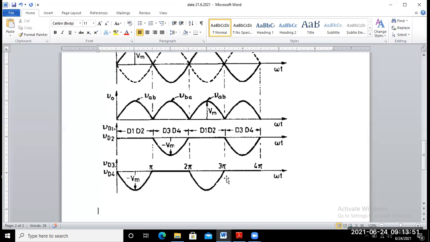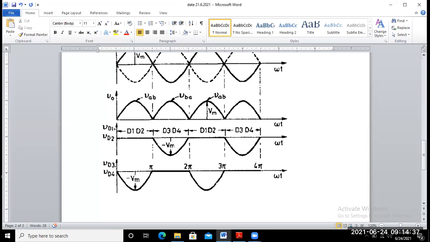Again from 2 pi to 3 pi, D3 and D4 are in reverse bias, so the negative half cycle of the supply voltage appears across them, that means VBA. So this is the voltage variation, and again from 3 pi to 4 pi it becomes forward biased, so the voltage across D3 and D4 is 0. So this is how we can get the waveform across each device. We can obtain it from this waveform.